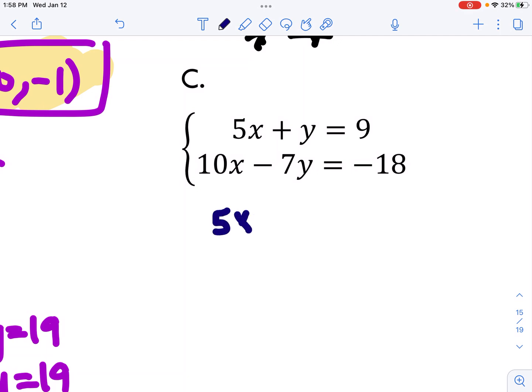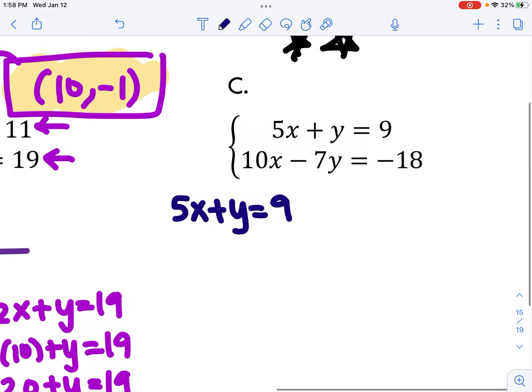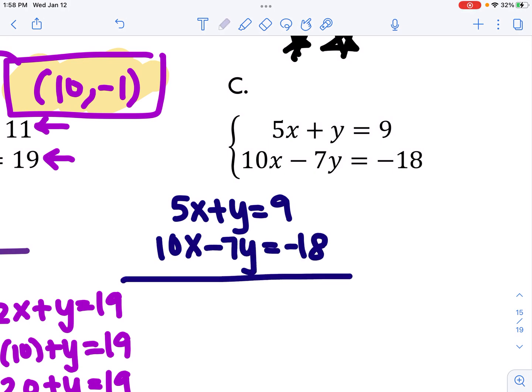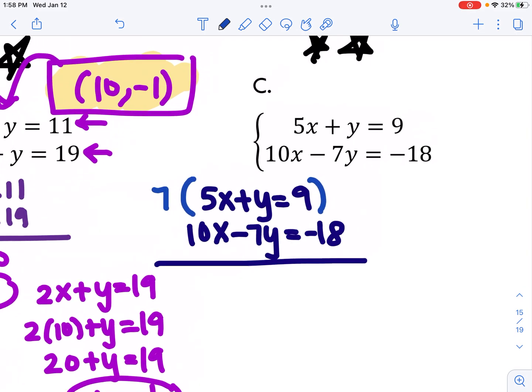So let's actually show how we're going to show our work here. Actually, I'm going to give myself a little bit more room. We have 5x plus y is equal to 9. We have 10x minus 7y is equal to -18. Giant equal sign. Now, once again, our goal is to get that second term right here to become positive 7. And to do that, I'm going to multiply every term here by 7.